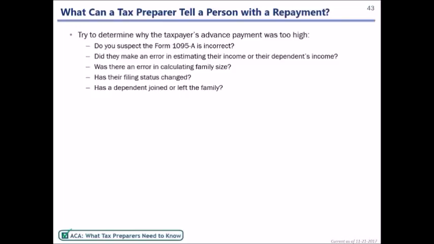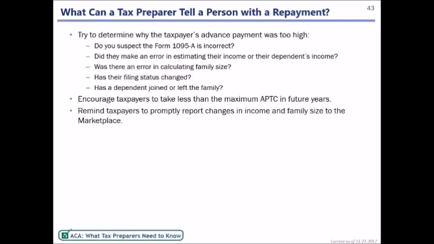Has a dependent joined or left the family? That is going to change their position on the federal poverty line, which is going to change their premium. Encourage taxpayers to take less than the maximum APTC in future years. So, if you're determined eligible for $400 a month in credit, what if you took $350 a month and just gave yourself that wiggle room? Could you still pay your premiums if you took less in assistance in advance?